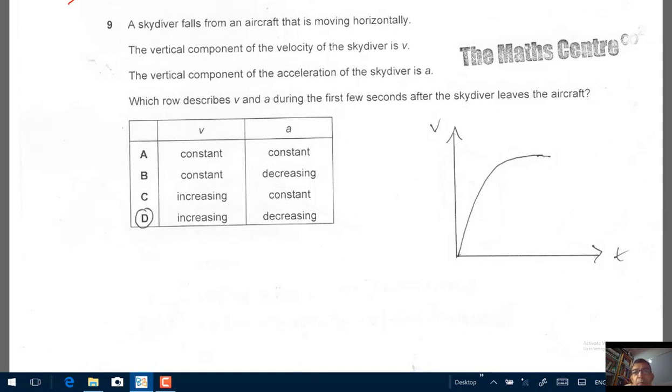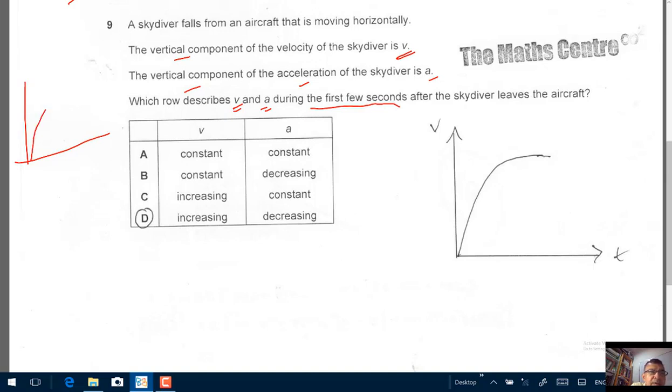The important points here, we have done this before in our class. The vertical component of the velocity is v. The vertical component of the acceleration is a. Good. Now we are asked to describe, which row describes v and a, important, during the first few seconds after the skydiver leaves the aircraft. So we have seen a graph like this before, something like this. Let me draw it like this, and something like this, and so on.